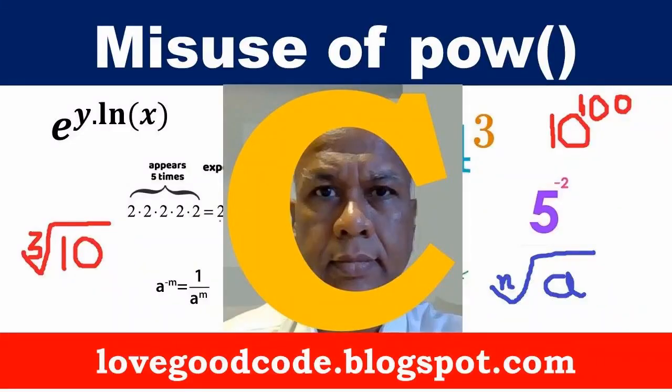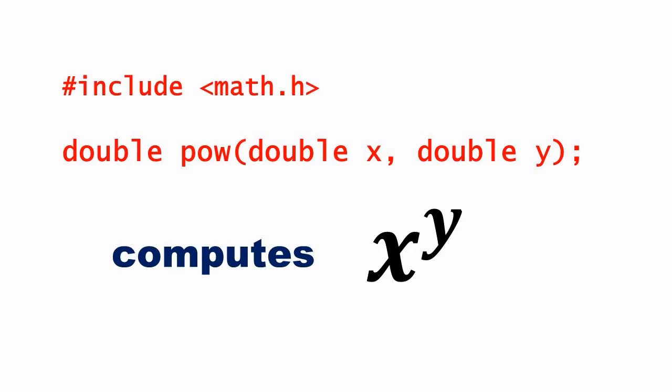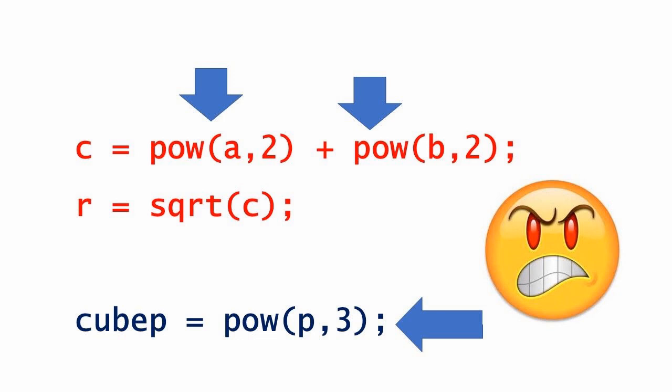Hello friends, this is a short video on the power function in the C language, its uses and misuses and its alternatives. So let's look at the power function in C. It's in the math library. Its signature is double pow(double x, double y). It takes two arguments of the type double and computes x raised to the power y.